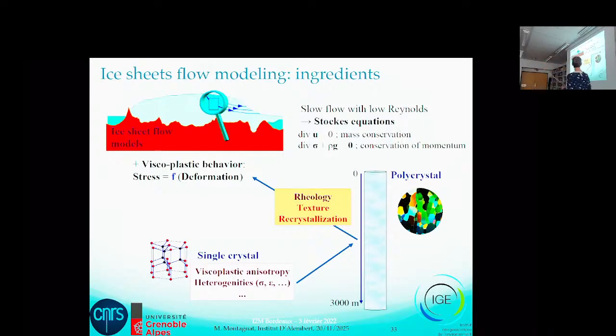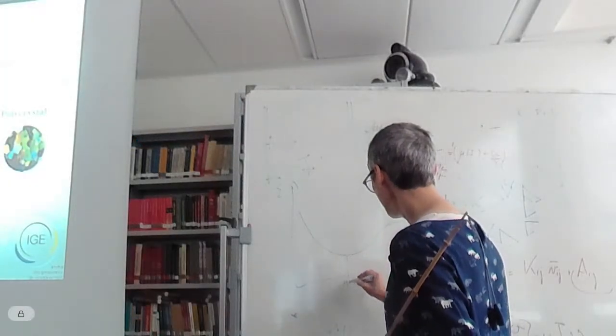And the creep curve in ice, maybe I can draw it here quickly. I don't know what time it is, so please stop me when it's too late. So the creep curve in ice gives you something like that. Here you have the strain rate, here you have the strain or the time. And so you have a decrease in strain rate down to about 1% strain.